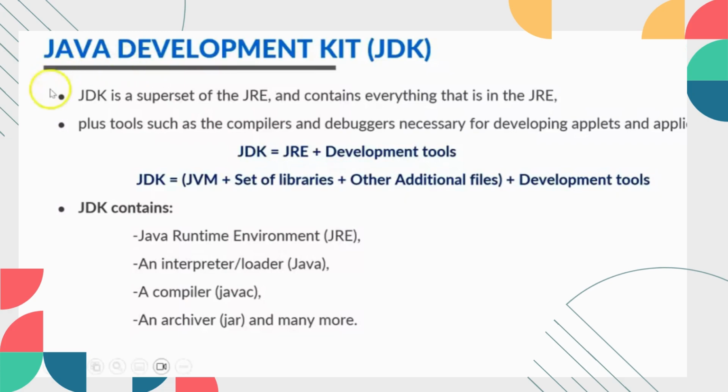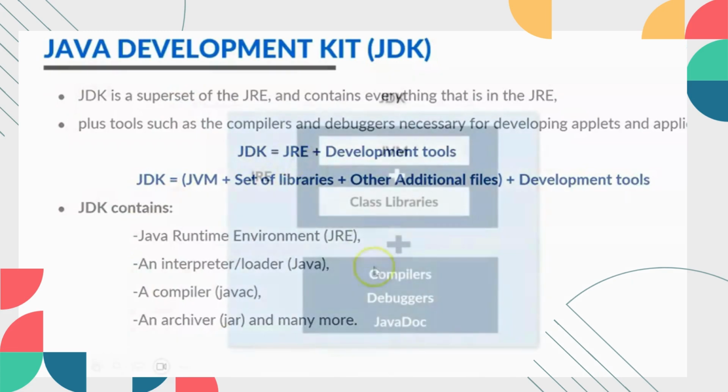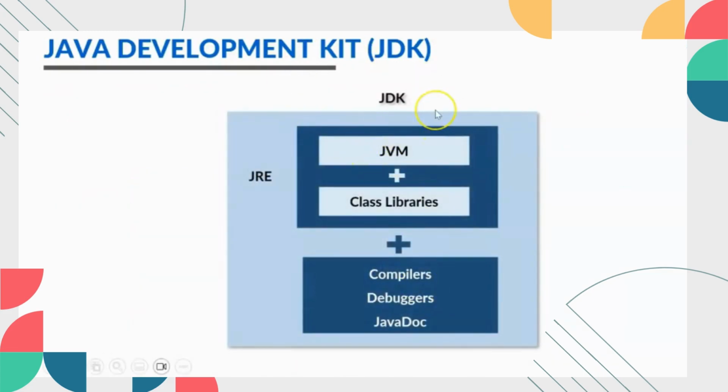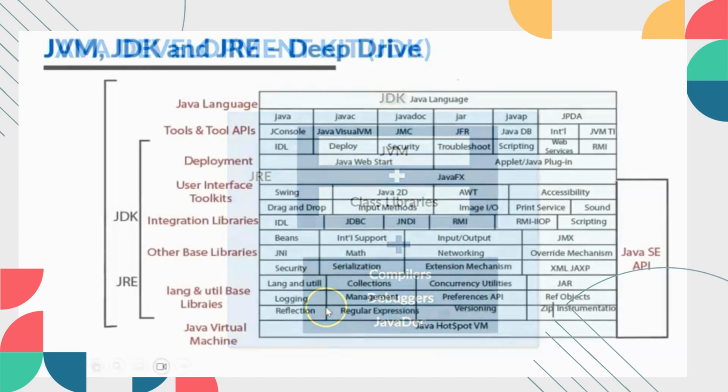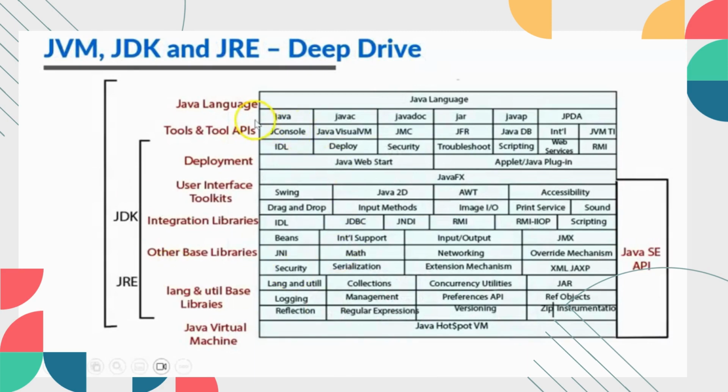This is the integration of JVM and JRE. This is the Java Standard Edition API. JDK is equal to whatever components we require for development: integration libraries, other base libraries, and the lang and util base libraries, plus the development toolkits as well.